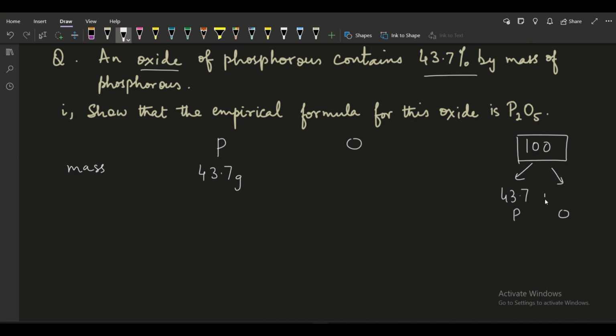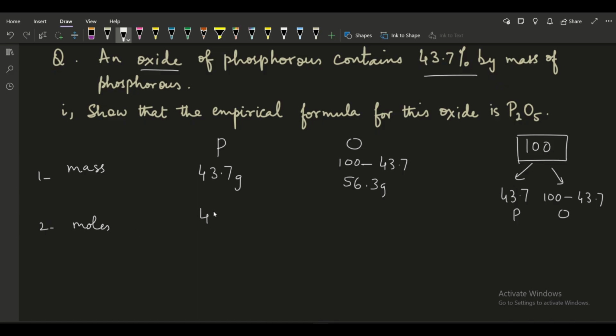So how much would it be? It would be 100 minus 43.7. Subtract it from 100 and you will get the mass of oxygen, and it would be 56.3 gram. Done.